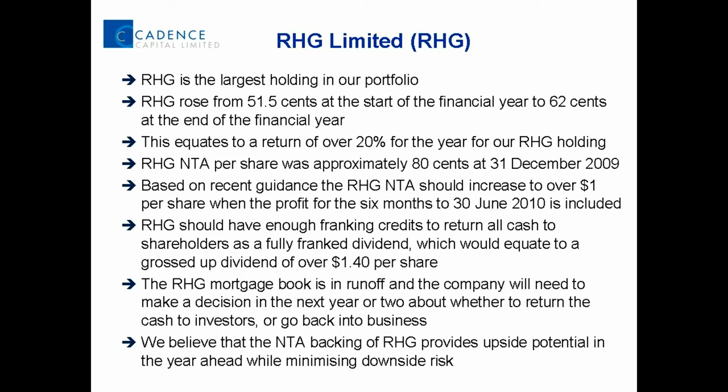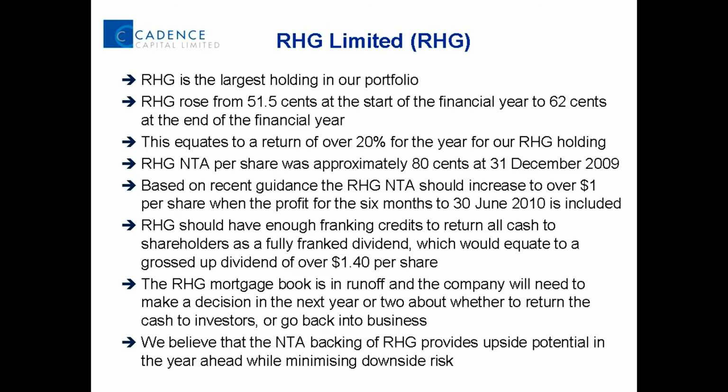The following stock we'd like to talk about is RHG. Our RHG position started the year at about 50 to 51 cents, ended the year at about 62 cents, and is currently trading at about 70 cents per share. In the December half year, the accounts show that the company had roughly 85 cents of cash in the bank and enough franking to cover that 85 cents of cash in the bank, so that the company was trading at a discount to cash in the bank and a discount to net tangible asset backing.